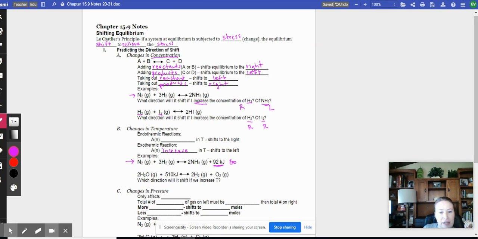For endothermic, so this reaction right here, the second one, 510 kilojoules are needed to go into the reaction in order to make my products, hydrogen and oxygen. So if I increase the heat of the second reaction here, I'm going to shift this to the right. So for an endothermic reaction, an increase in temperature will allow more water to unreact.